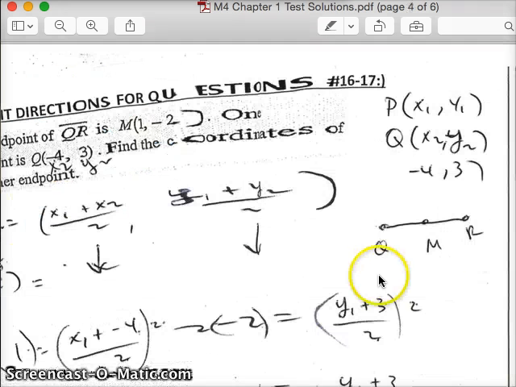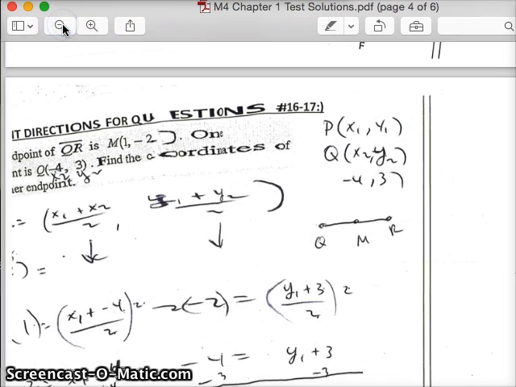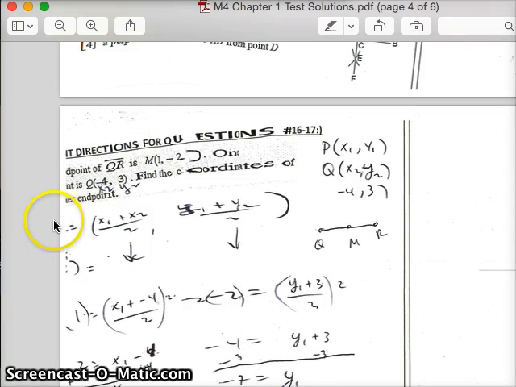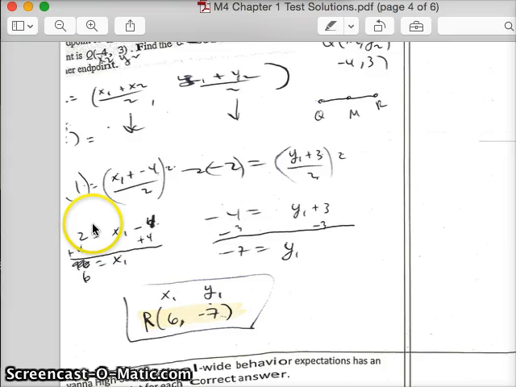Next page. Ooh, that looks weird. Let's see. Essentially, you have the midpoint formula here. My scan didn't pick up.